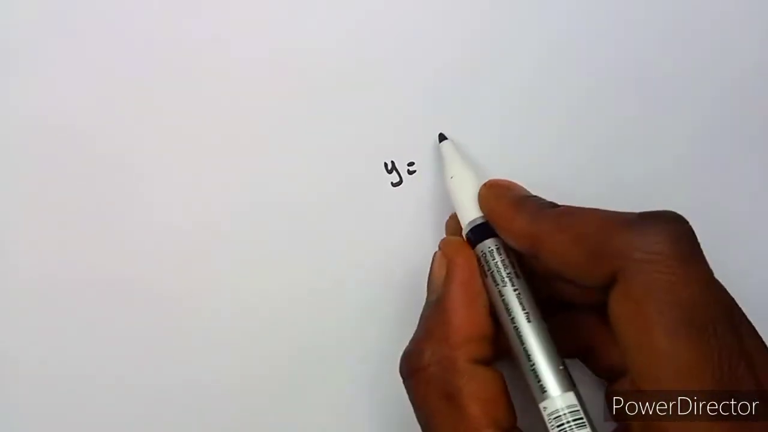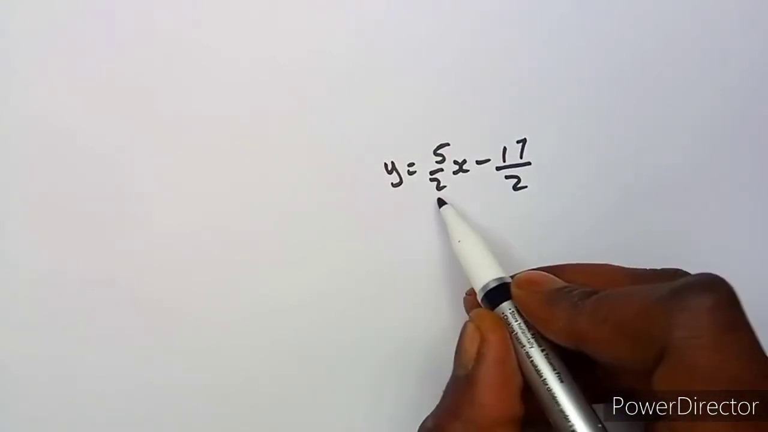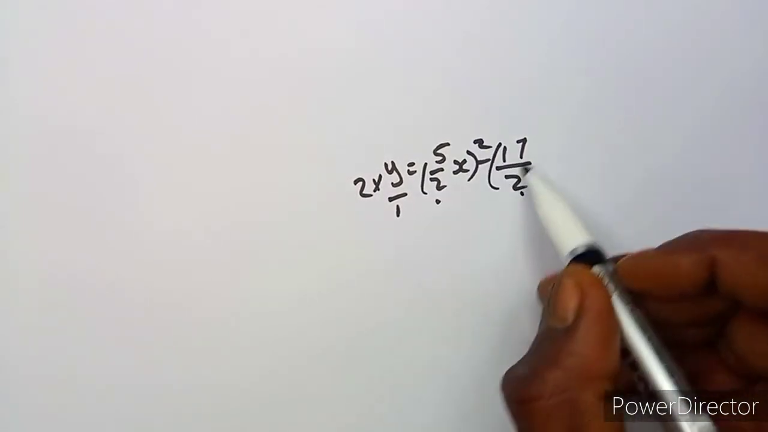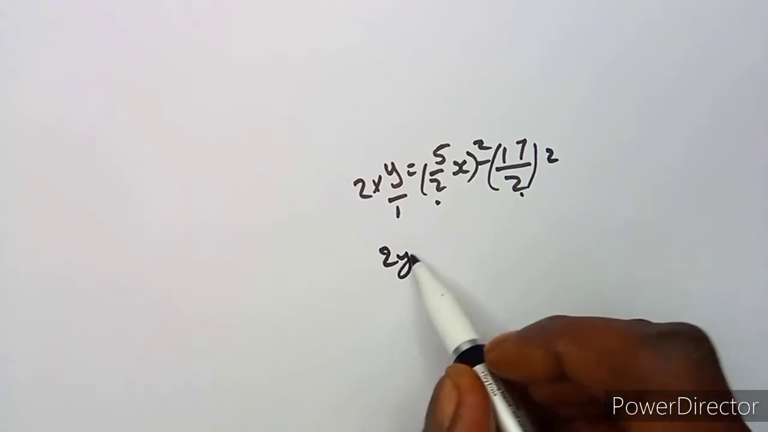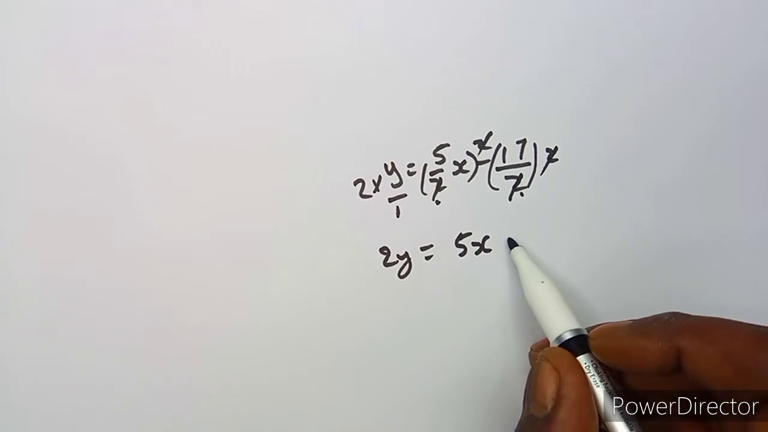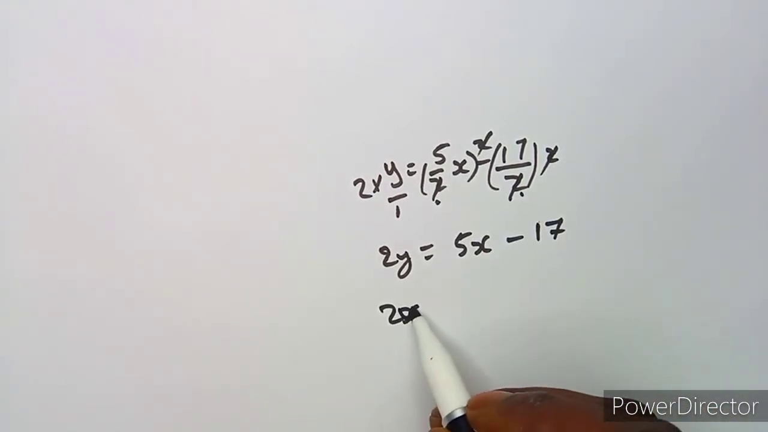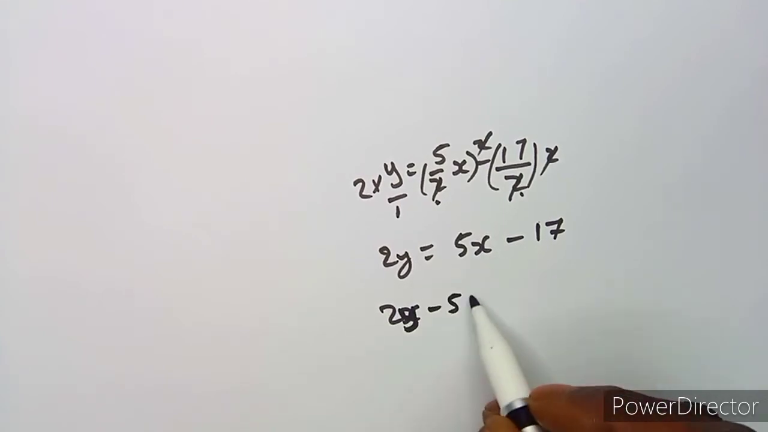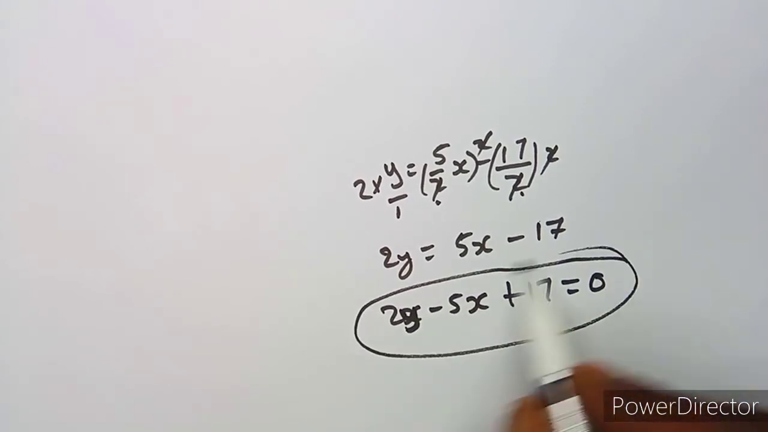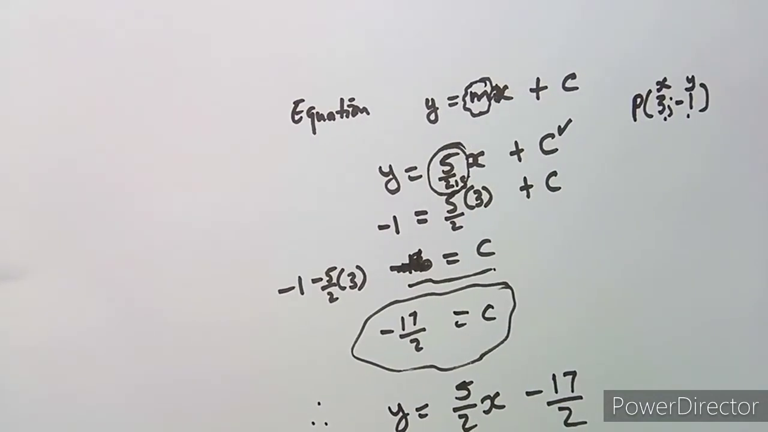Let's say you want to change this to another format, you can even do this. I can multiply because I've got the LCM here, which is 2. So I can multiply each and every term by what? By 2. Each and every term by 2. That's 2y is equal to, that will be 5x, and this will be minus 17. So I can even take all these terms to one side of the equation. 2y minus 5x plus 17 is equal to 0. There are so many formats. So you can even leave your answer at that stage, it is still one and the same thing.